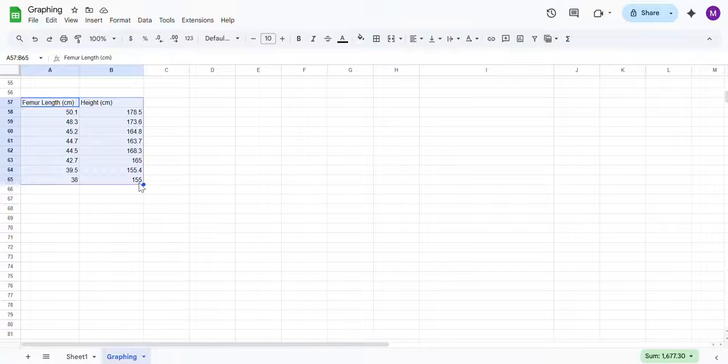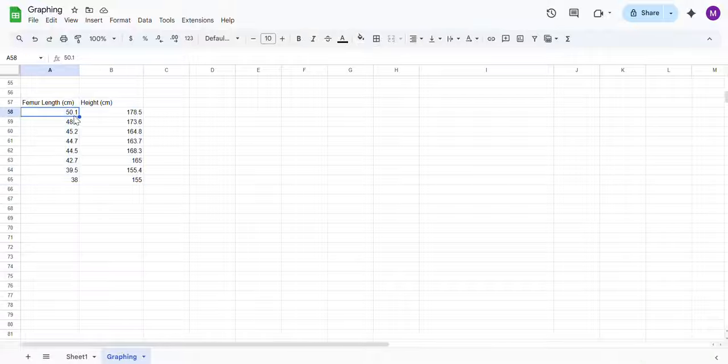You want to make sure that with your numbers, you don't put any units. So 50.1, do not put centimeters after it. You have centimeters in your labels, and so it's assumed that all the numbers underneath will be 50.1 centimeters, 48.3 centimeters, okay? If you put the units with the numbers, it may just mess up your graph because Google Sheets won't read it correctly.